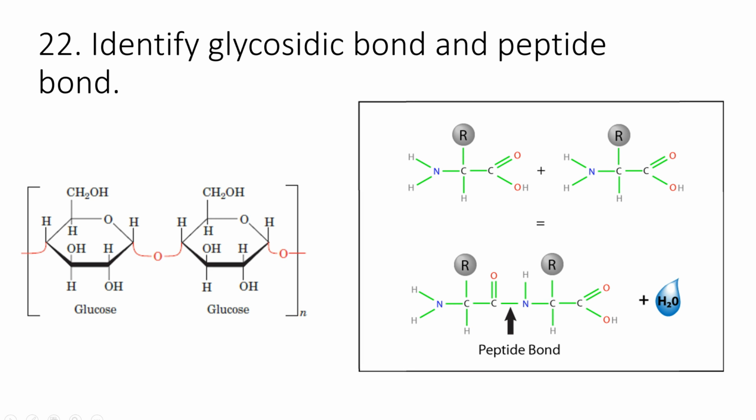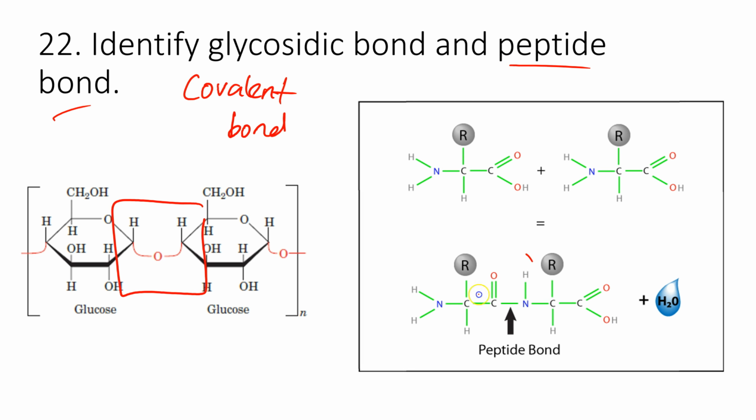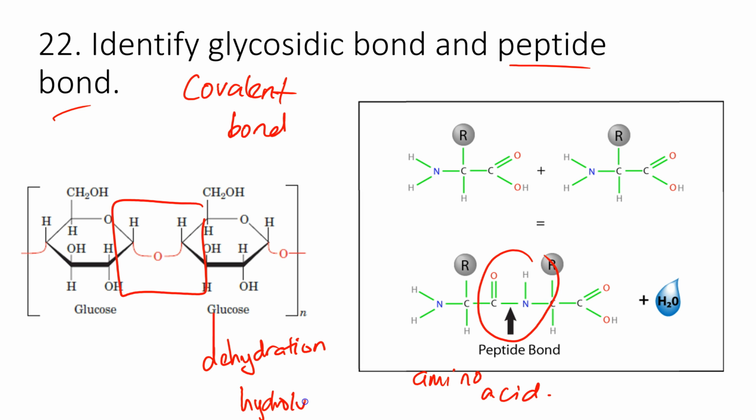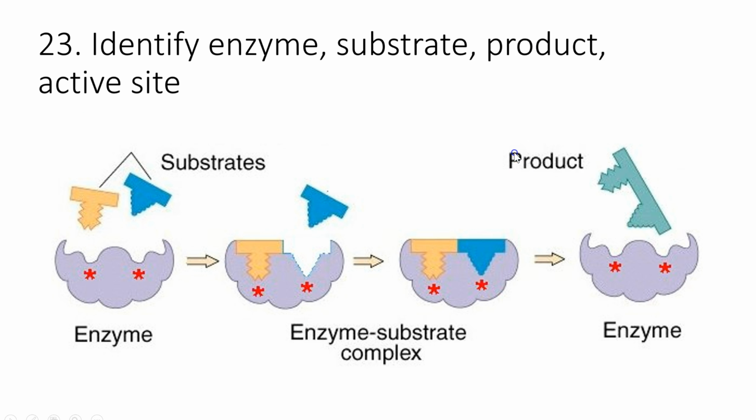The glycosidic bond and peptide bond, both of them are covalent bonds, but glycosidic bond is the bond that is formed between glucose, while peptide bond is the covalent bond formed between amino acids. Both of them are formed through the process of dehydration, and they can be broken down using the process of hydrolysis. So dehydration forms glycosidic bond and peptide bond, while hydrolysis can attack it and break it apart.